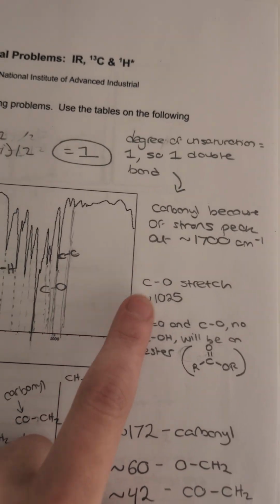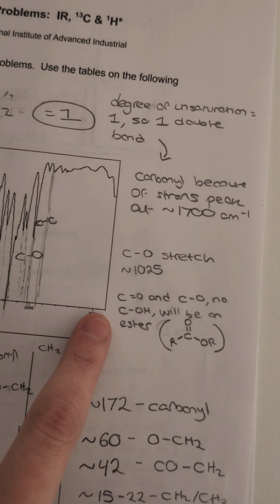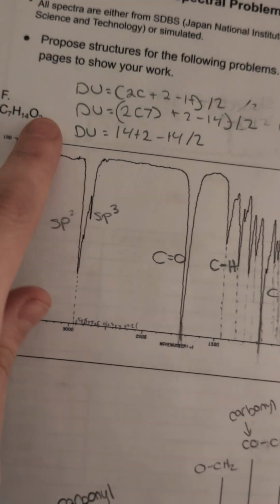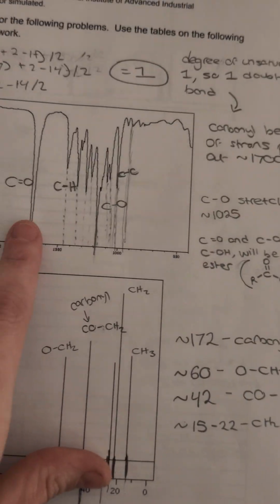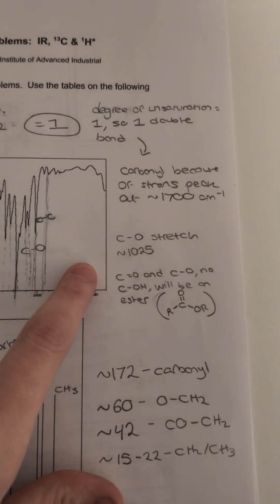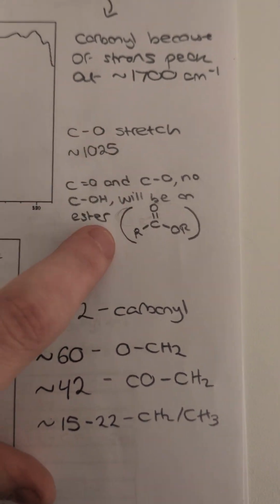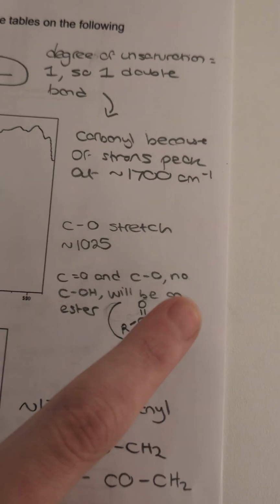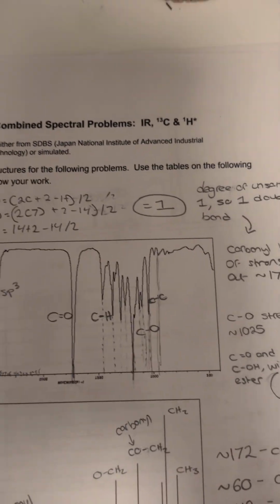Now there's a CO stretch at around 1025, like I said, and that indicates that we have a C=O double bond and a C-O single bond without any OH because there's no oval-type shape up in here, which would indicate an alcohol. So there's no alcohol, which means it can't be a carboxylic acid, and so it has to be an ester. So we have to have an R group with a carbon double bonded to oxygen with a single bond to oxygen and then some other R group. So that's how I knew I was dealing with an ester.